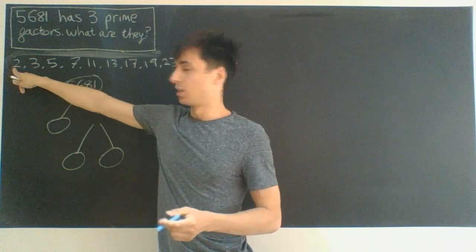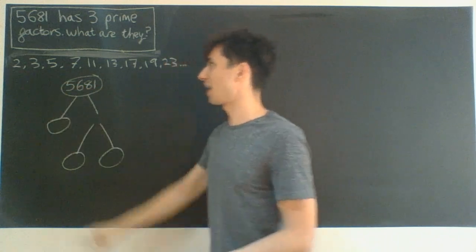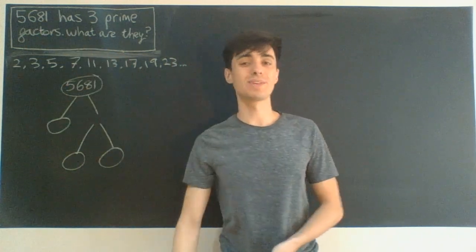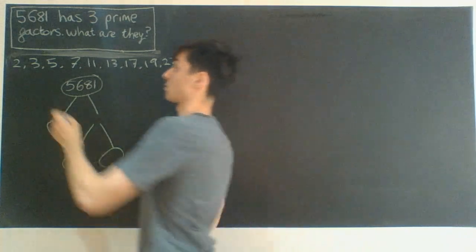Let's start on our list then and see which numbers can and cannot work. Well, 2 definitely can't be a factor of this number because 2 is even and our number's odd. So let's get rid of 2 straight away.